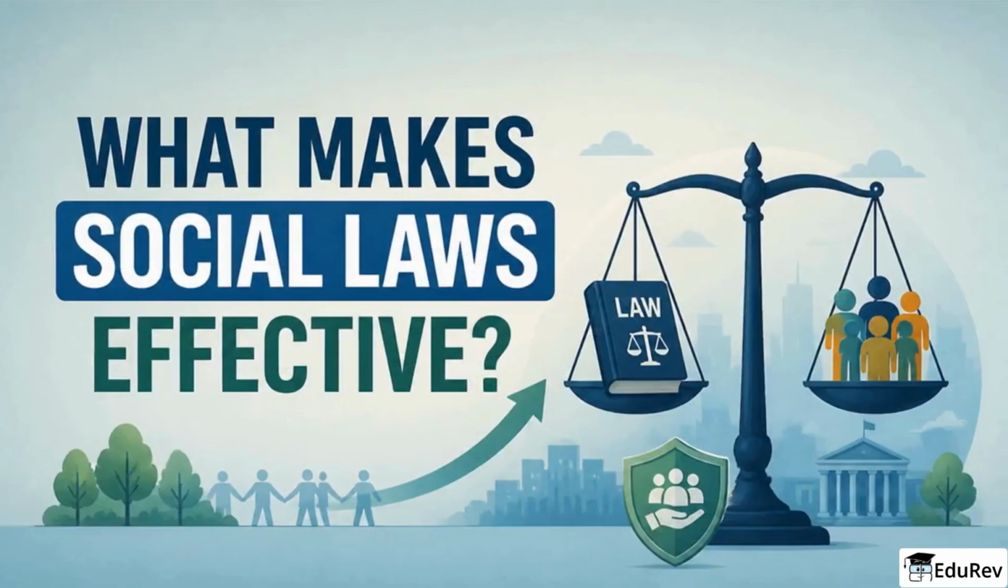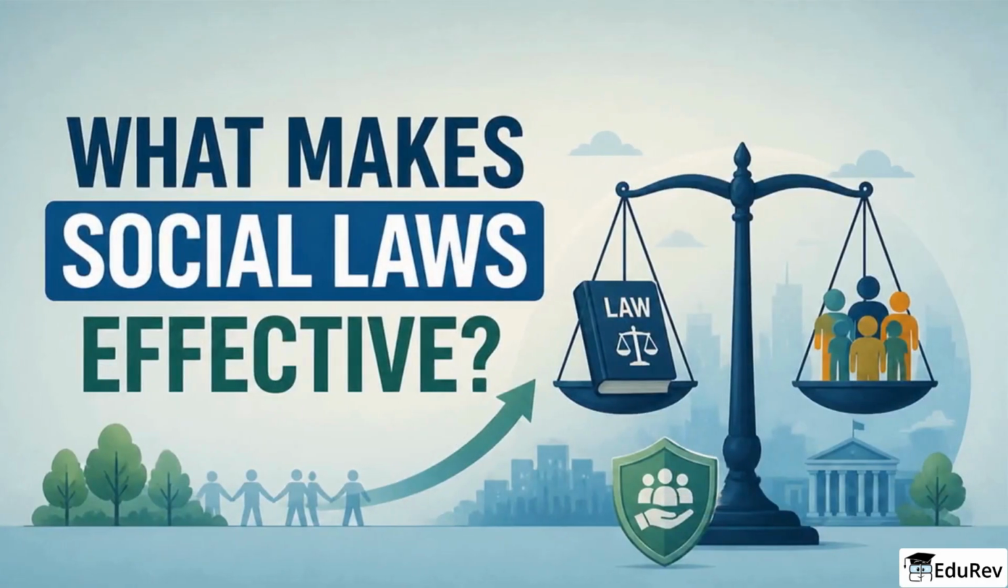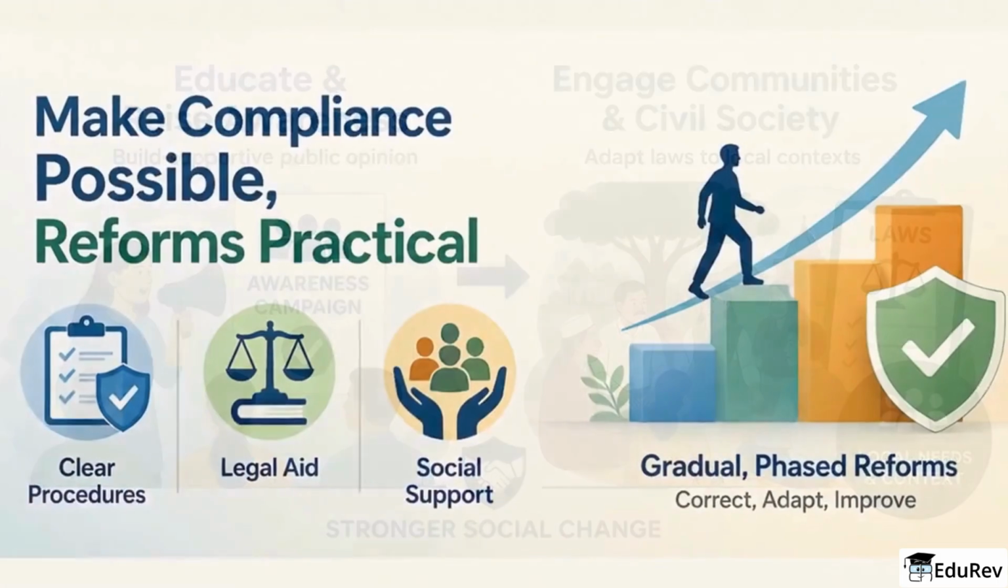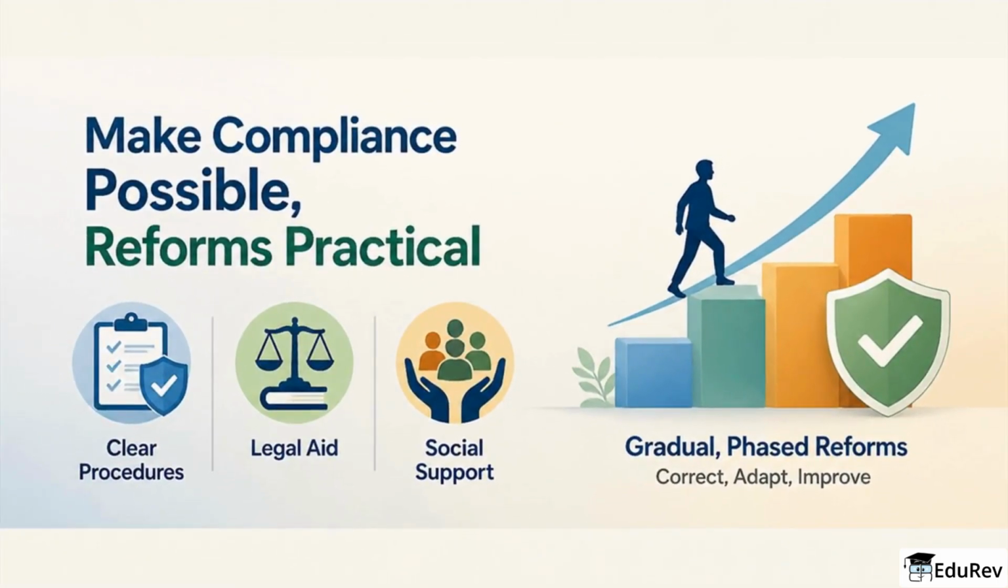So, what increases the effectiveness of social legislation in practice? Mobilizing public opinion through education and campaigns creates receptive social conditions, while community engagement and civil society help adapt laws to local contexts. Administrative enforcement, clear procedures, legal aid, and social support schemes make compliance feasible, and gradual, phased reforms allow correction of unintended outcomes.